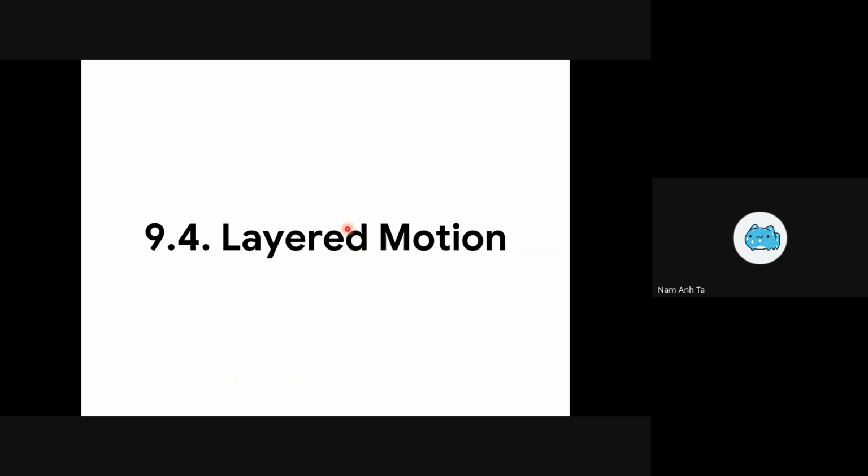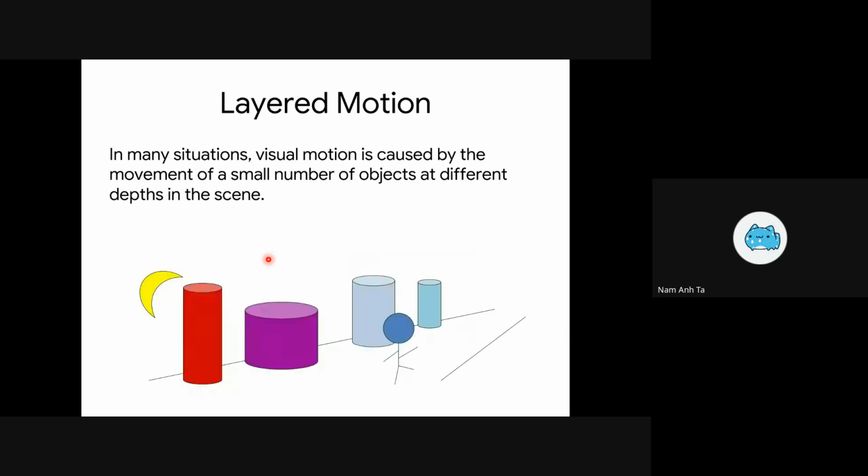And for the final section here is the layered motion. This section is actually much lighter than the previous ones, which were mathematically heavy. So visual motion is often caused by a small number of objects located at different depths.